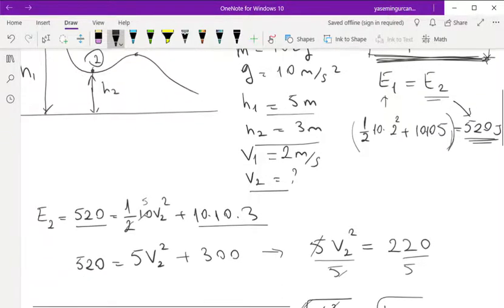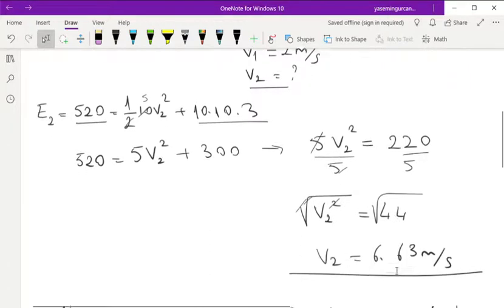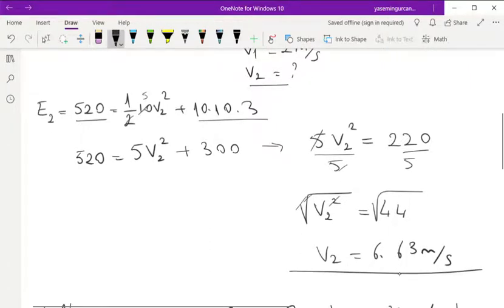Therefore, 520 is equal to, I canceled the 2 with the 10 here and got 5, 5 v2 squared plus 300. I subtracted 300 from both sides, and I got 5 v2 squared is equal to 520 minus 300, which is 220. I divided both sides by 5, but v squared is not what I'm looking for. I need to find v itself, so I take the square root of both sides, and got v2, the velocity at point 2, to be 6.63.